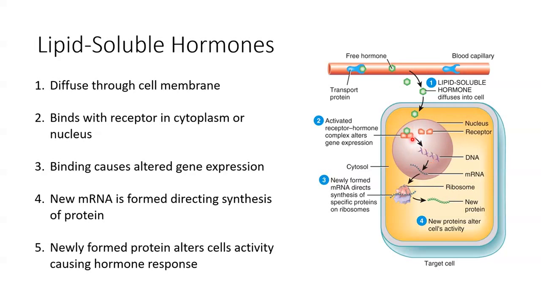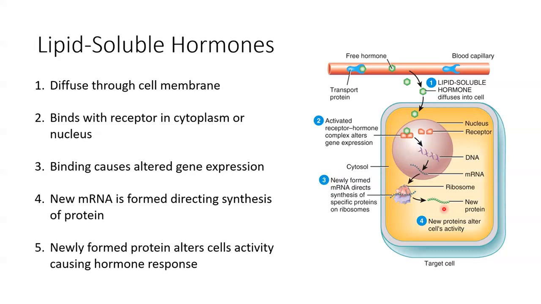When the hormone binds to the receptor, it alters gene expression for that cell. This changed gene expression causes new messenger RNA to be formed, and that messenger RNA then directs the production of a new protein. You can see our messenger RNA here goes to the ribosomes to produce a new protein. Then it's this newly formed protein that actually alters that target cell's activity and causes the response typical of that specific hormone.